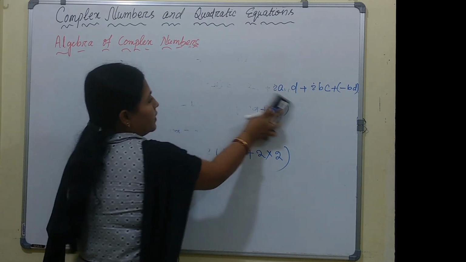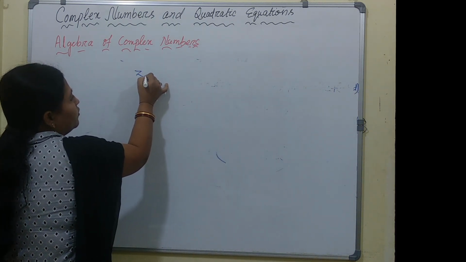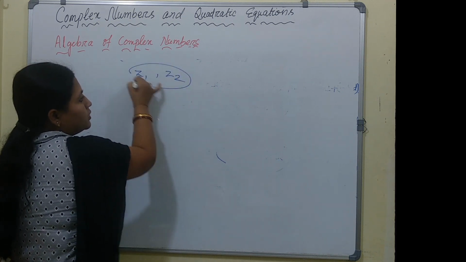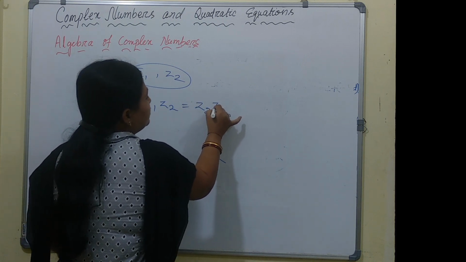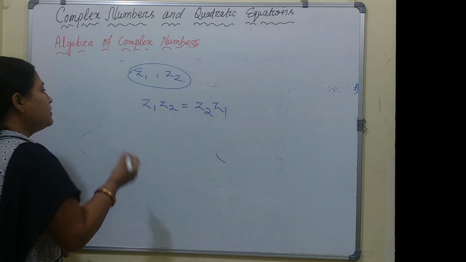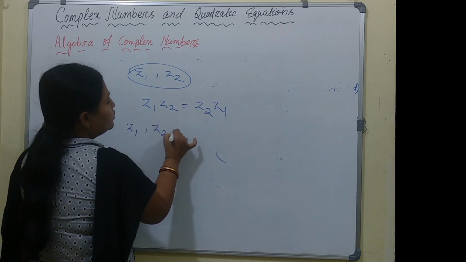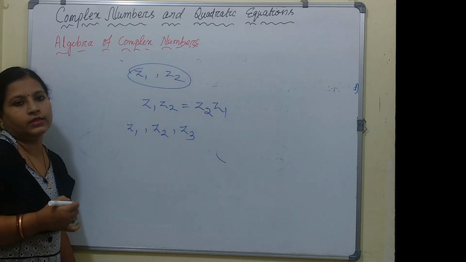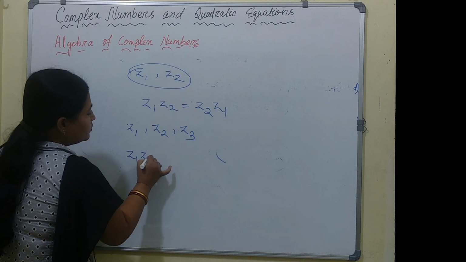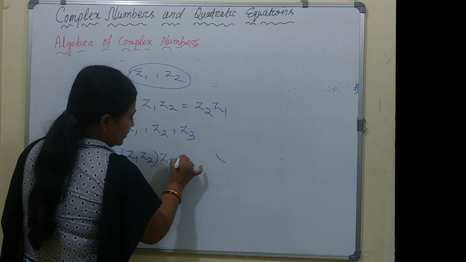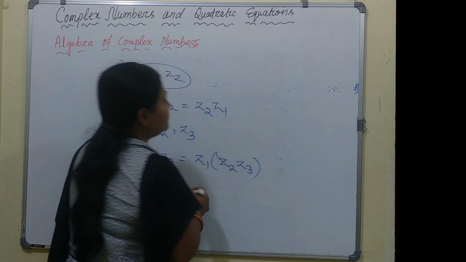Multiplication also satisfies the commutative law. That is, if z1 and z2 are two complex numbers, then z1 into z2 is equal to z2 into z1. Similarly, when we take three complex numbers z1, z2, z3, multiplication satisfies the associative rule. That is, z1 into z2 into z3 is equal to z1 into z2 into z3 grouped the other way.